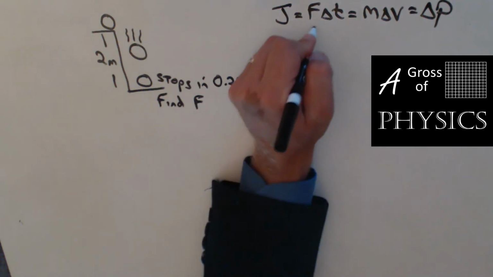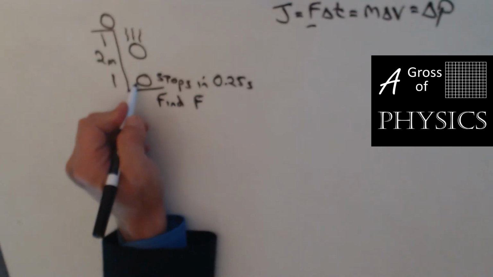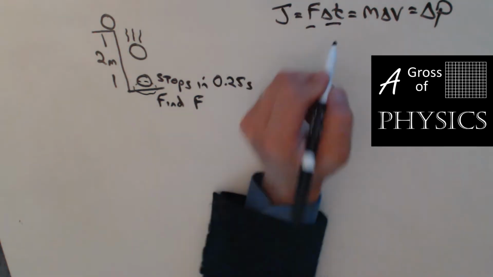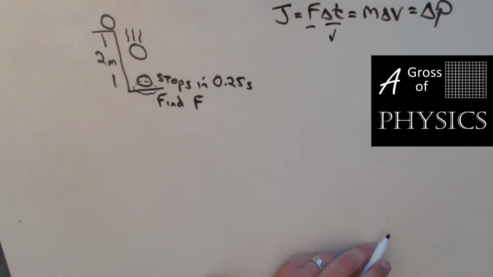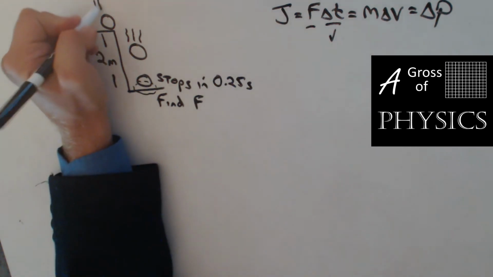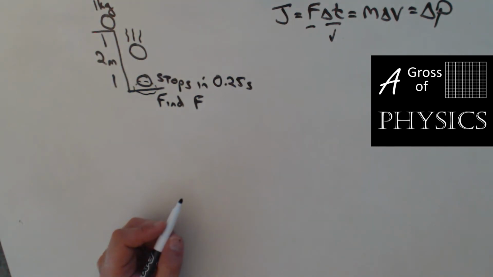Now we want to find F. The collision occurs down here at the bottom, which is where we're going to use our time. So we have that value already. We do not have the mass, but hopefully, if we think about it, the mass is going to be a number that let's just assume is 1 kilogram. Let's start with that as part of the problem.